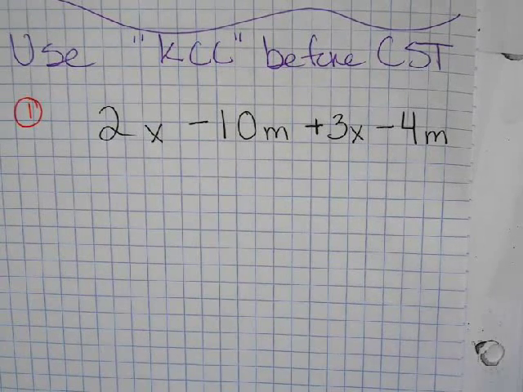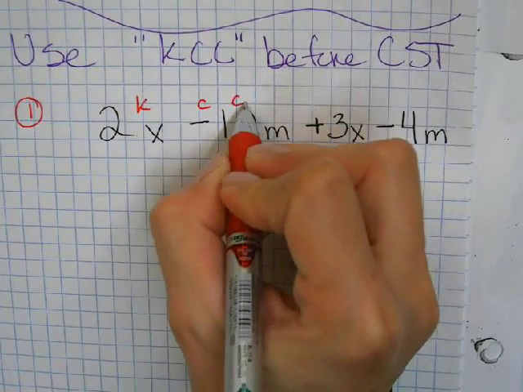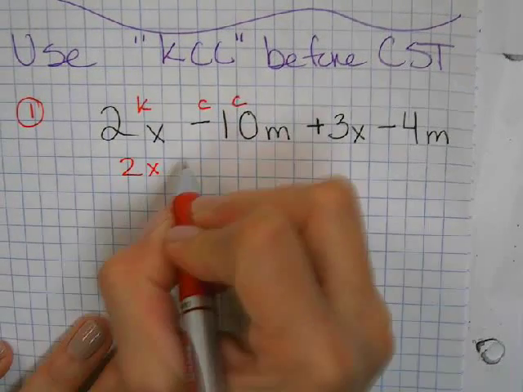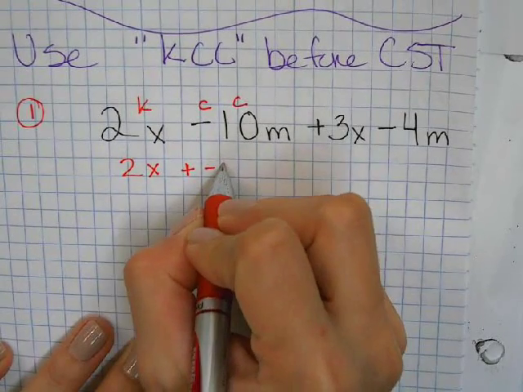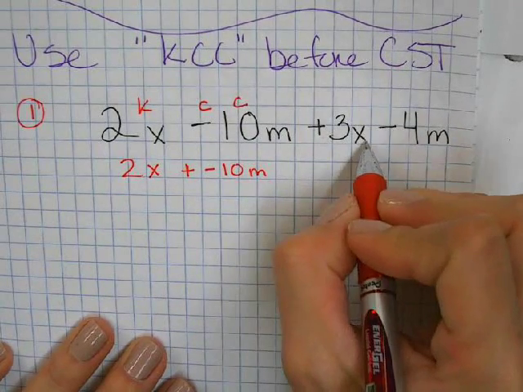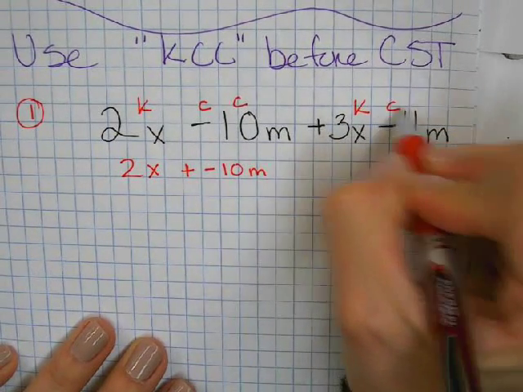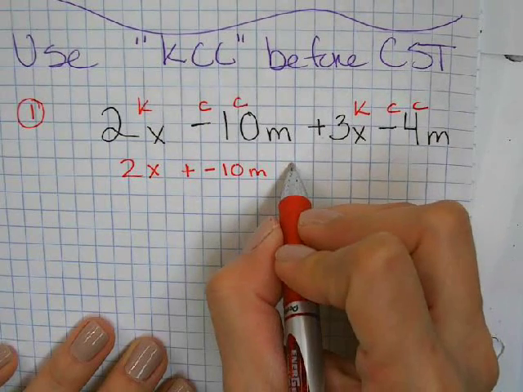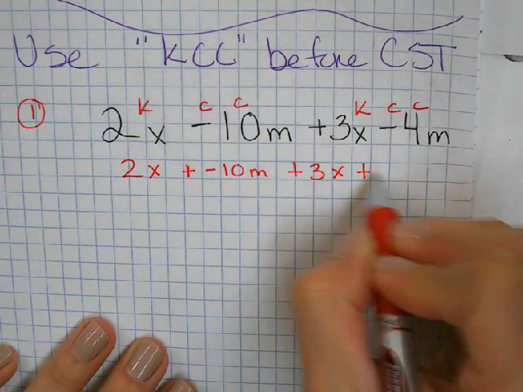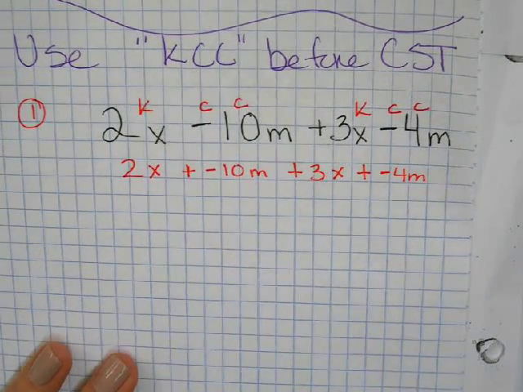All right, so we're going to do a keep, change, change. Before we do CST, keep, change, change. So how would I rewrite that? 2x plus. Good. Now, am I okay with the plus 3x? Yeah, but do I like the minus 4m? No, so here I would do another keep, change, change. So what would I continue writing? Plus 3x plus 7. What are you going to do instead?